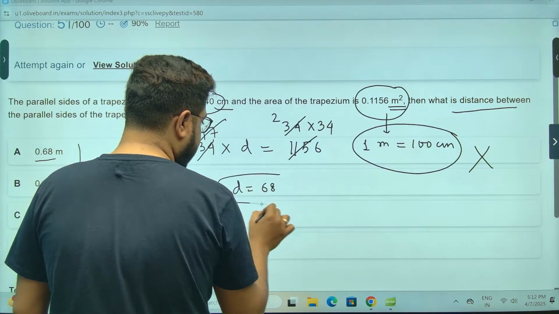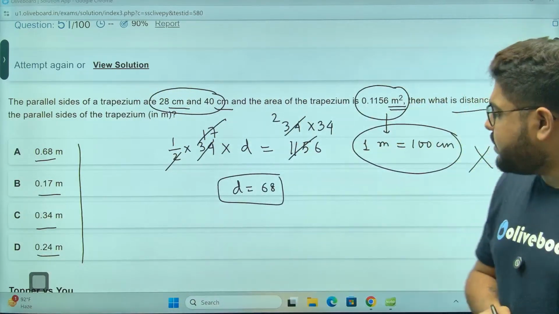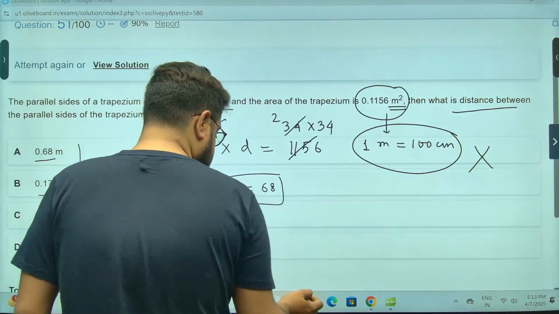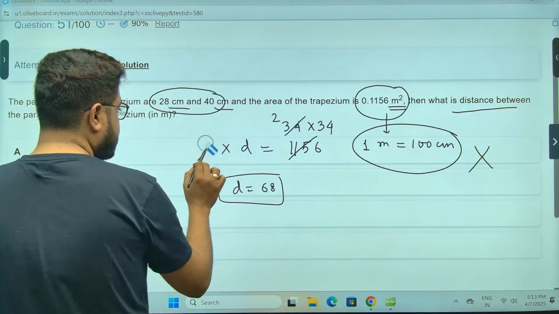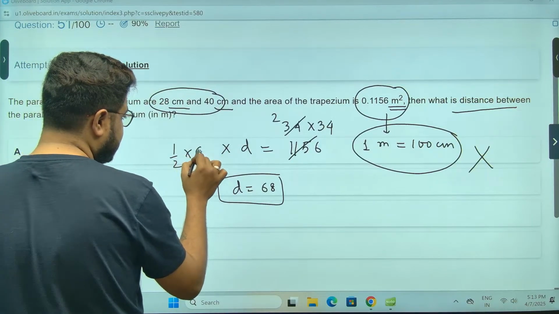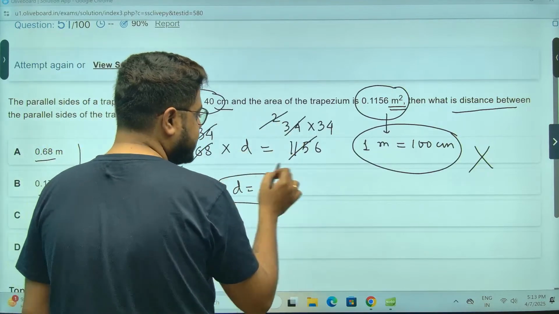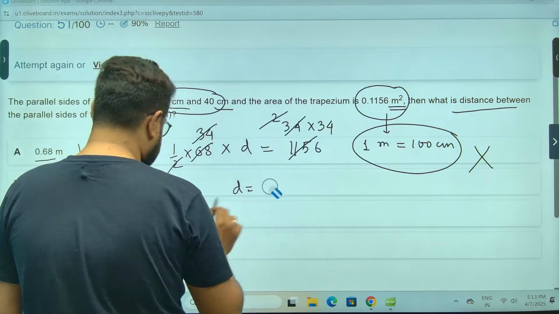I am getting 0.68. Have I made any mistake? Oh, sorry, half. Extremely sorry. I made the mistake earlier. So that was 68, half into 68, so this is 34. 34 and 34 cancel, so the answer is 34 only. You guys are correct, not me.